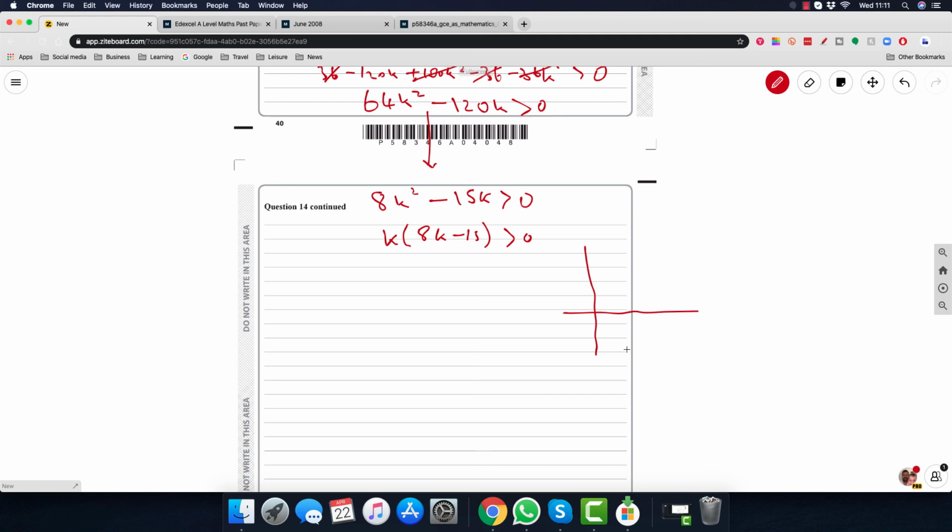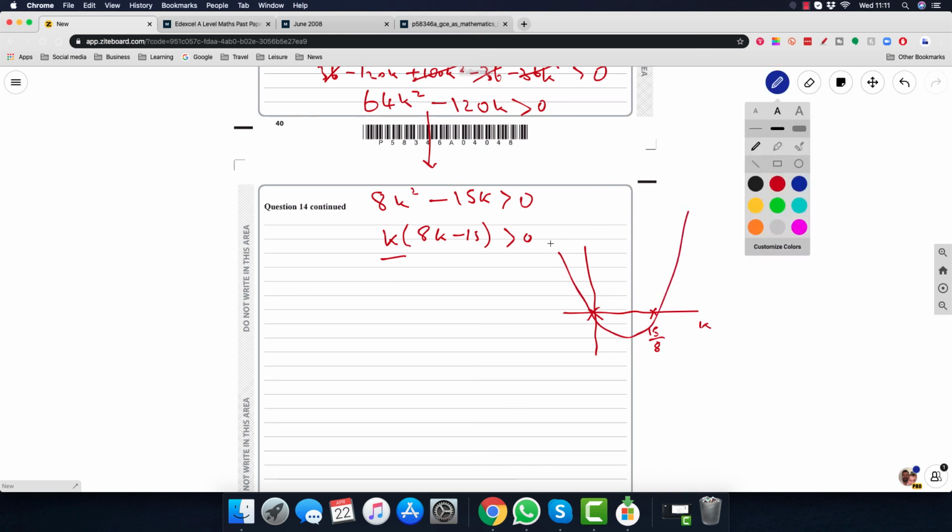And don't worry about what letter you're using really when you're doing this. You can think of this as a k-axis. So it would cut at 0. And it would cut at, well, it will be 8k minus 15 equal to 0. So that would be k equals 15 over 8. So I'll put 15 over 8 here and draw a quadratic in. And we're looking at when it's greater than 0. So that's actually going to be this bit here and this bit here. So it's going to be k is less than 0 and k is greater than 15/8.